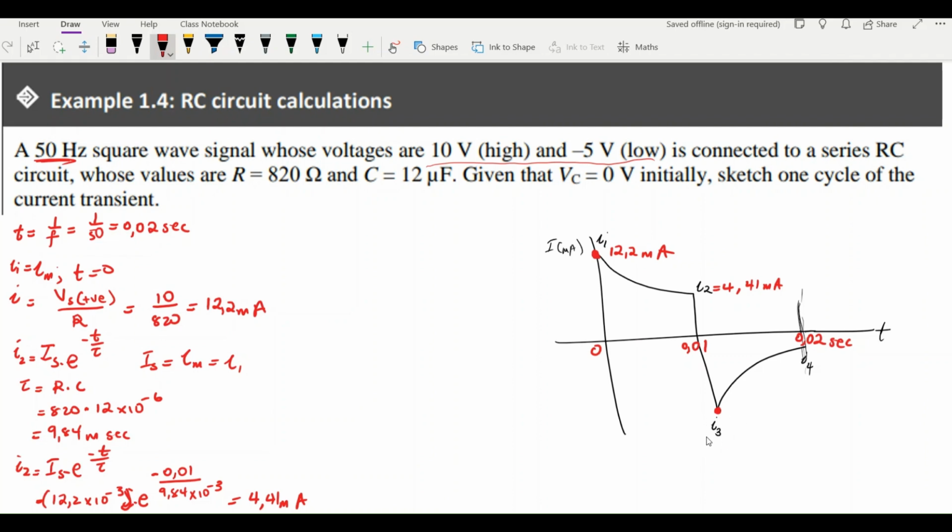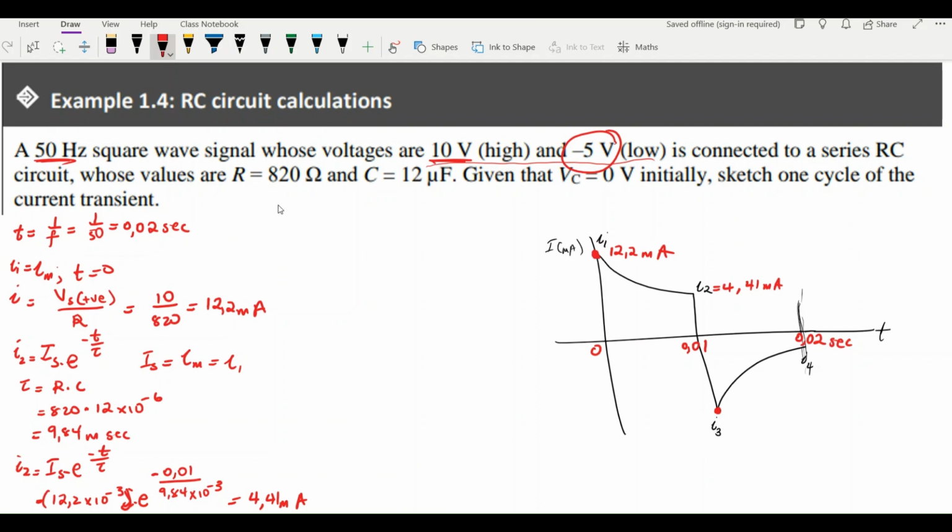Remember, I3 would be the maximum current here at the negative side. So we need to first, because at this point now the capacitor will be discharging. If the capacitor would be discharging, it means now we are dealing with the negative 5 volt low. But first, we need to find out from the 10 volts which was supplied, how much voltage did the capacitor obtain before we subtract it down?